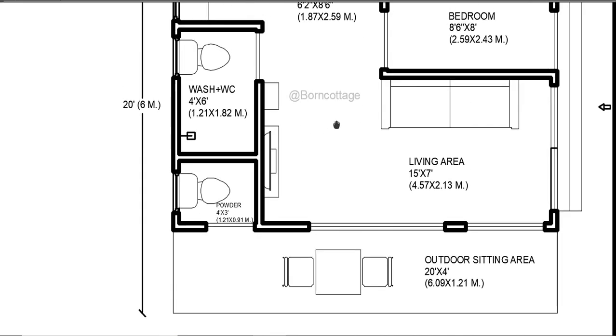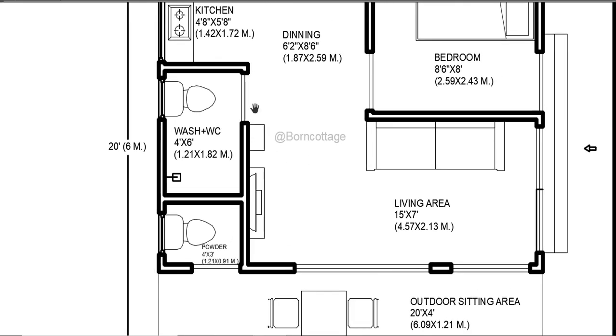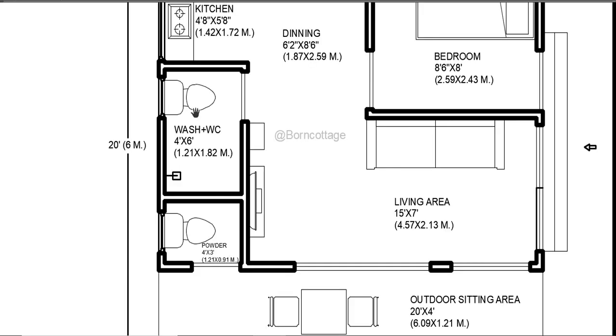After that we will go inside. So we have wash basin here, and on the left side we have washroom plus water closet for common use. The size of the washroom is 4 feet into 6 feet in meter 1.21 into 1.82 meter. You can see here the water closet and the shower area, and we have a ventilator for ventilation of this washroom.